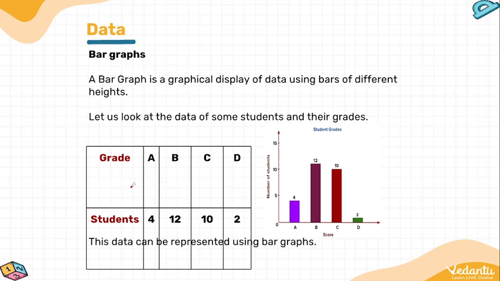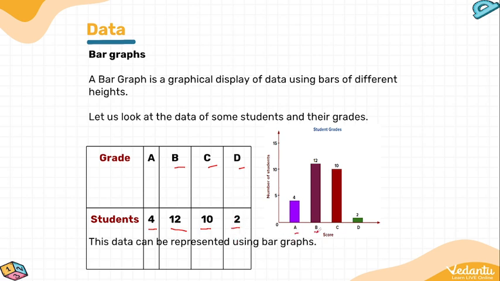Let's say we can see here grade: Grade A, B, C, D. These are the grades obtained by some of the students. Now, A grade is obtained by 4 students. B grade is obtained by 12 students, C grade is obtained by 10 students, and D grade is obtained by 2 students.